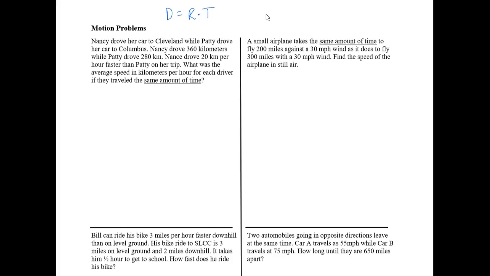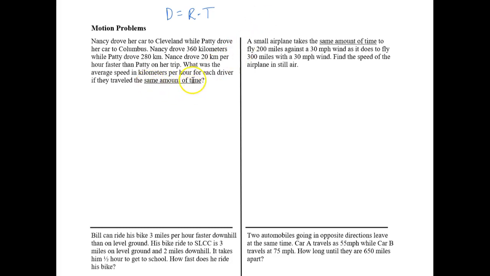Starting with this example here on the left, it says Nancy drove her car to Cleveland while Patty drove her car to Columbus. Nancy drove 360 kilometers while Patty drove 280 kilometers. Nancy drove 20 kilometers per hour faster than Patty on her trip. What was the average speed in kilometers per hour for each driver if they traveled the same amount of time?